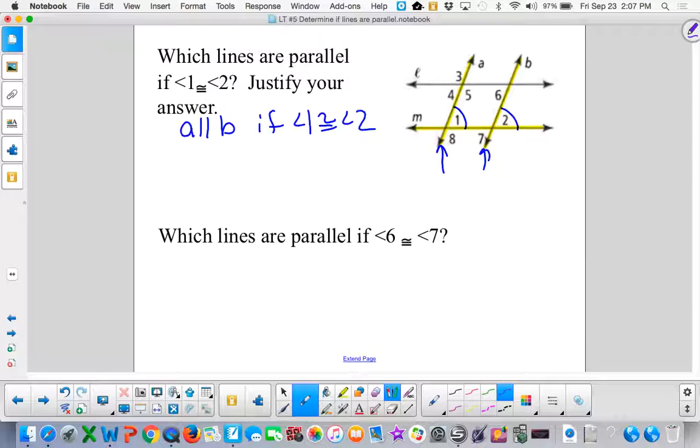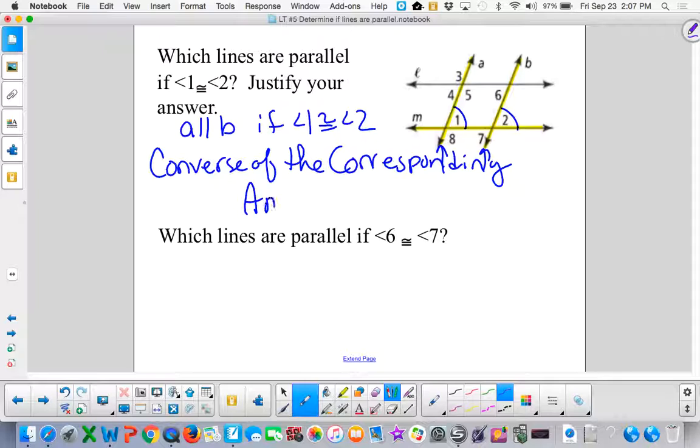Now, the reasoning would be the converse of the corresponding angles theorem. By the converse, you're proving lines parallel. So when angles 1 and 2 are congruent, then A is parallel to B. Let's look at the next one.